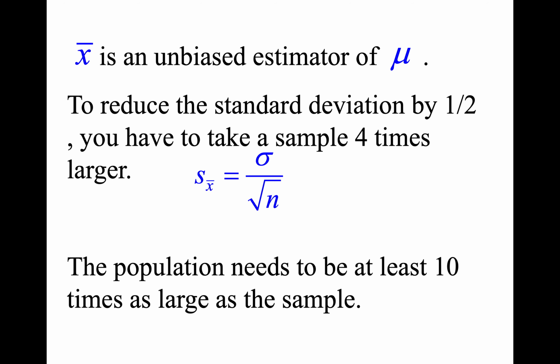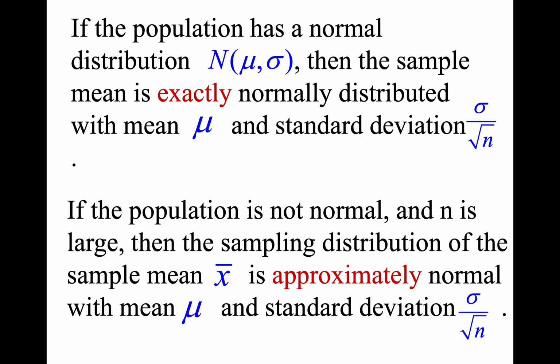We do have some conditions for this, and we'll talk more about this when we have class next week. The population needs to be at least 10 times as large as the sample, so we have had that issue before. If the population has a normal distribution, if it's exactly normal with a mean and a standard deviation, then the sample mean is also going to be exactly normally distributed, with mean mu and standard deviation sigma over the square root of n. So we don't have to say approximately if we're told that the population it comes from is normal.